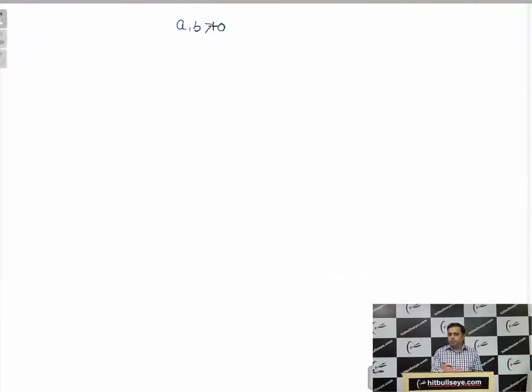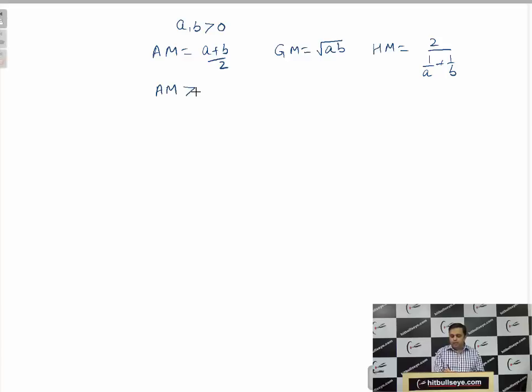We all know that for any two numbers, say A and B, if they are positive (this result holds only for positive real numbers), the arithmetic mean is A plus B divided by 2, their geometric mean is under root AB, and their harmonic mean is 2 divided by 1 over A plus 1 over B. The result is that the arithmetic mean is greater than or equal to the geometric mean, which is greater than or equal to the harmonic mean, where equality holds when A is equal to B. Now let us try to prove the first result using only two variables A and B.